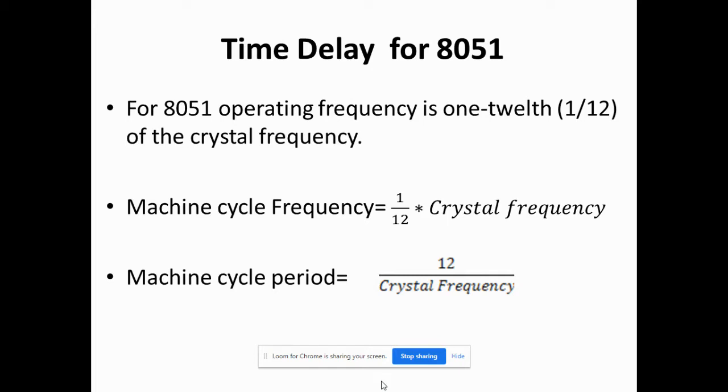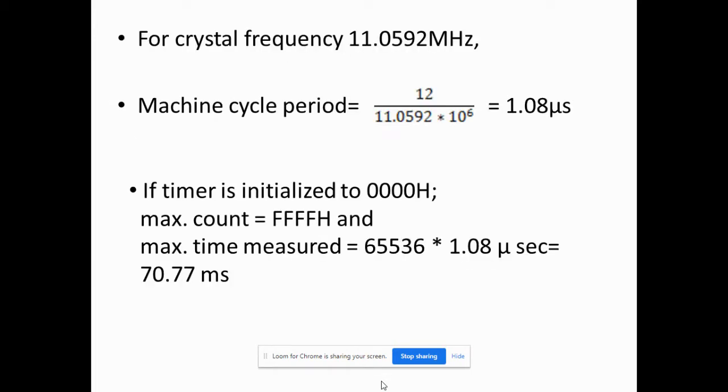For 8051, operating frequency is 1/12 of the crystal frequency. So the machine cycle frequency will be equal to crystal frequency divided by 12. Machine cycle period will be reciprocal of this frequency. So machine cycle period will be equal to 12 divided by crystal frequency. Generally, 8051 works on crystal frequency of 11.0592 MHz. So the machine cycle period will be 12 divided by 11.0592 MHz, which comes around 1.08 microsecond.